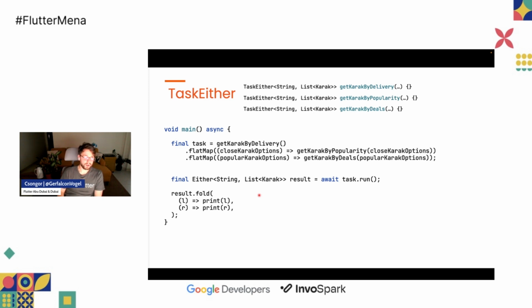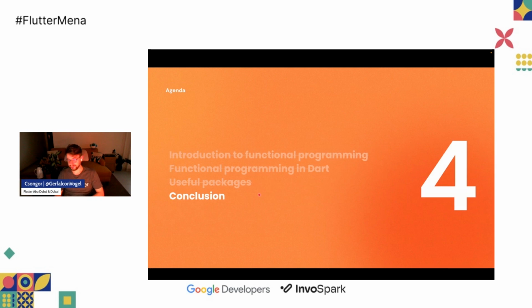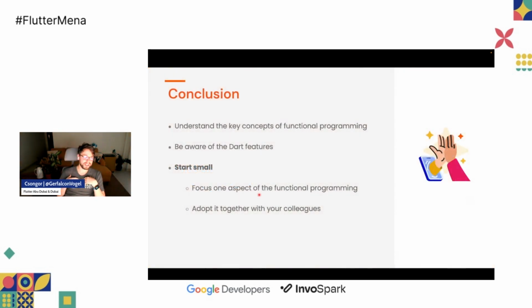And we can also confirm that everything is immutable, if you just want to recap functional programming. So the conclusion: what are the main things we learned together? The conclusion for me is that I really hope I could give you some motivation to become more familiar with the key concepts of functional programming, and to be aware of the main Dart features.